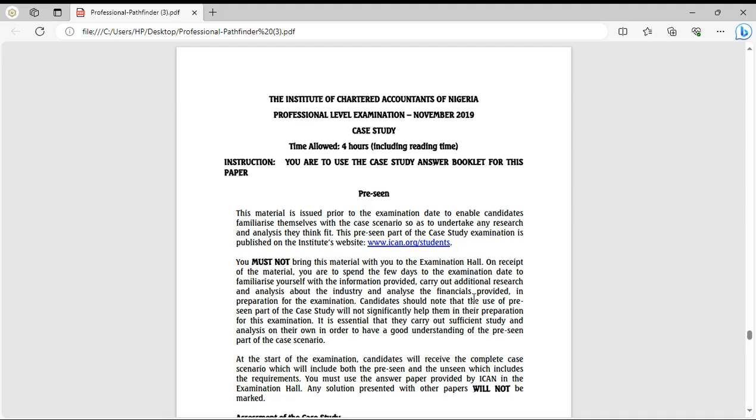In our previous classes, we have been using November 2019 to explain. We used it to look at the cover page, the executive summary, financial data analysis, and financial statement analysis. So I want you to see how it all comes together. I want to join everything together and show you how it will look when you are actually writing your case study examination, and how you should arrange it. That's what we're going to be doing in today's class.